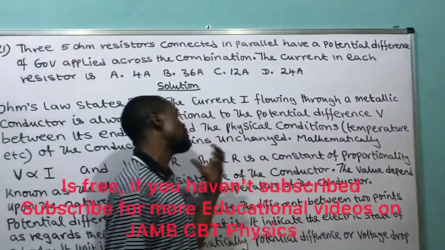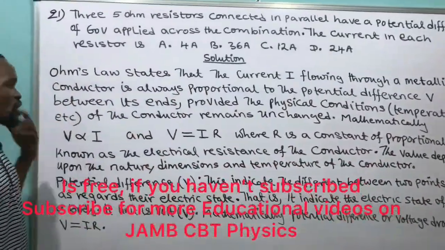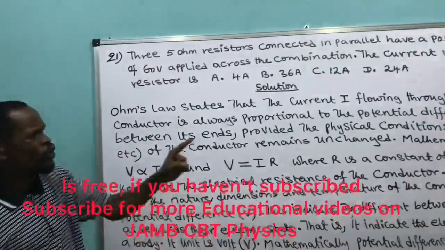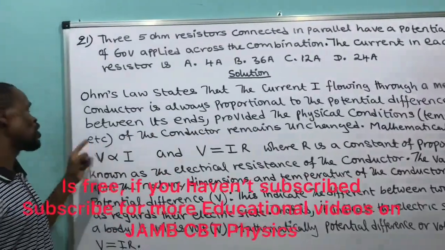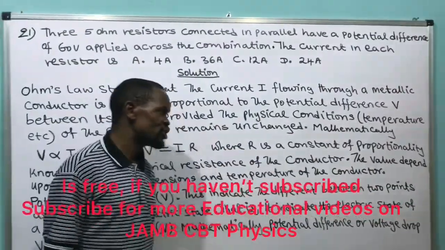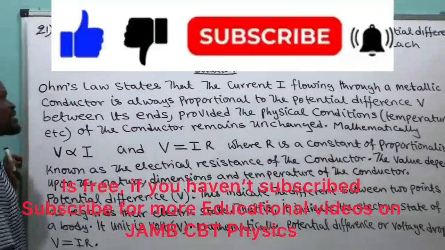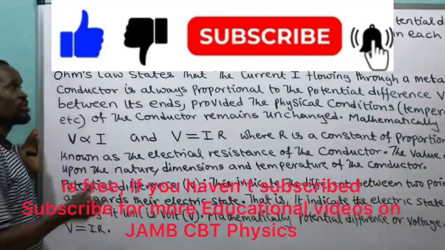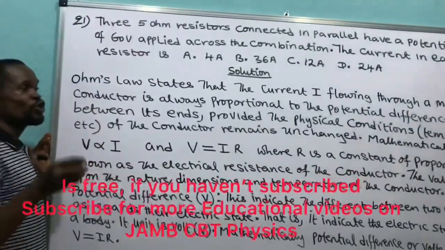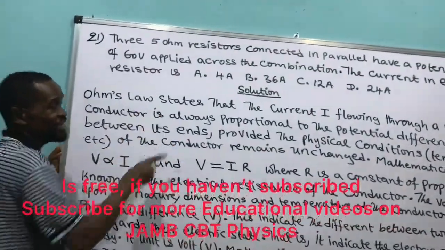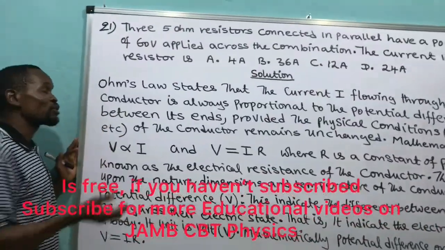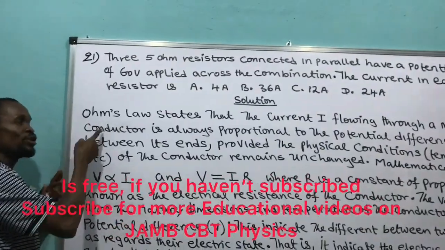The temperature of the metallic wire is constant. Provided that the physical condition, the temperature and so on of the conductor, remains unchanged, that means it remains constant. Ohm's law is named after George Ohm, the German physicist who discovered the relationship. That's why we use his name in remembrance of him, saying ohms.